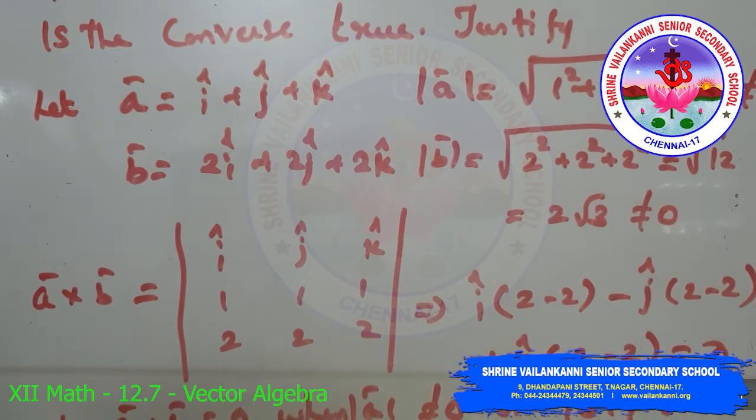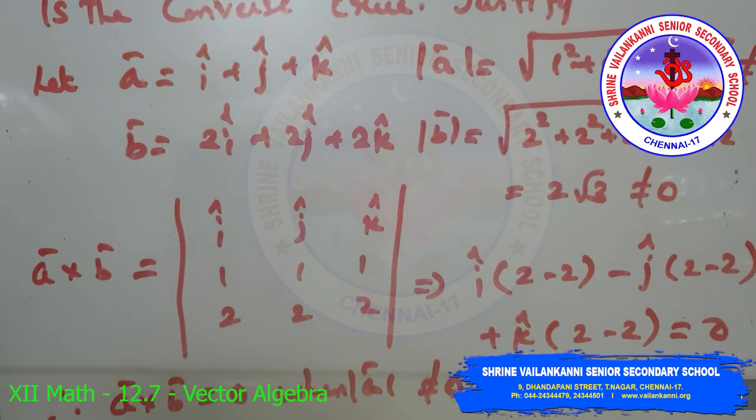Thus, we can say that the converse is not true. If A cross B equal to 0, then we can say that A is parallel to B, which is possible only if either the magnitude of A is 0 or the magnitude of B is 0. Here A cross B is 0 when A is not equal to 0 and B is not equal to 0. Hence we can say that the converse is not true.